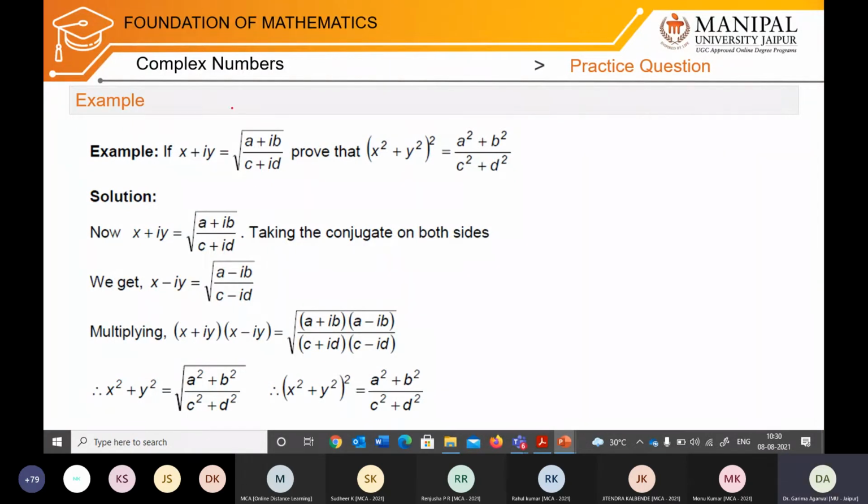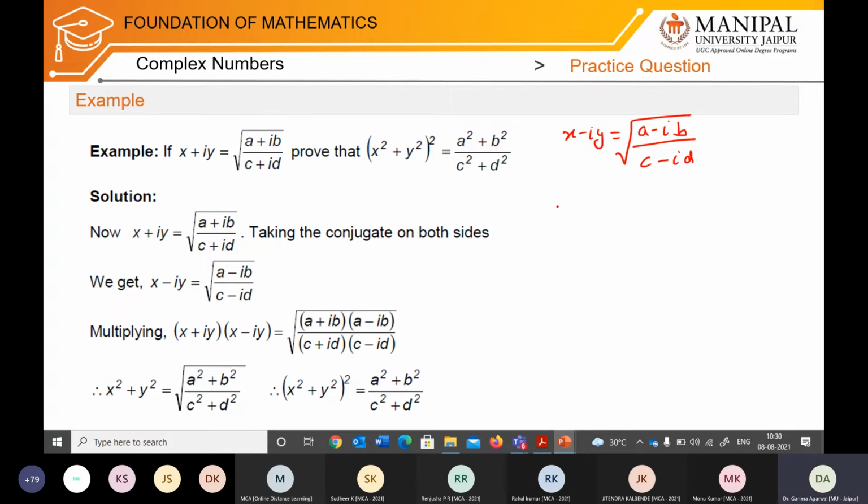Then if x plus iota y is given by this term, we need to prove that x square plus y square whole square equals this. So x plus iota y is given, x minus iota y will be the conjugate, that is a minus iota b upon c minus iota d. We'll change the sign of iota, right?